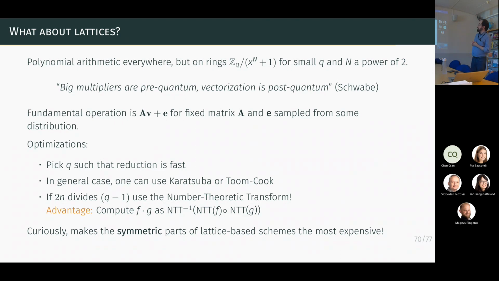I stole this from one of Peter Schwabe's slides. It says that post-quantum is about vectorization, right? Instead of the 64-bit multipliers that are too large and do one multiplication at a time, now it's doing many smaller multiplications at the same time.